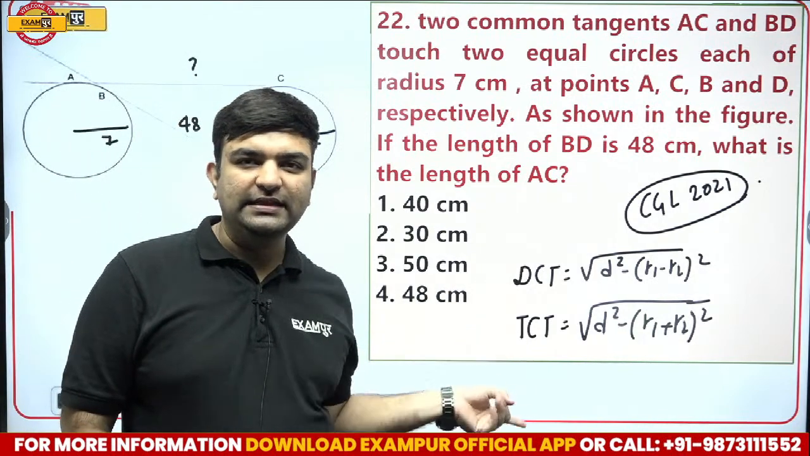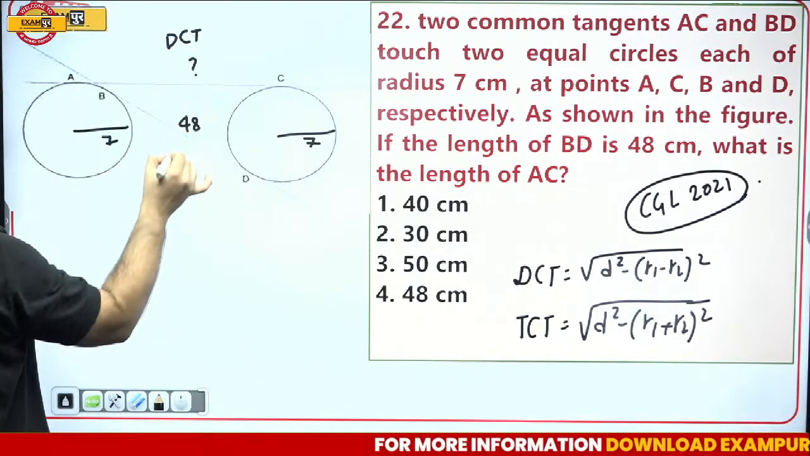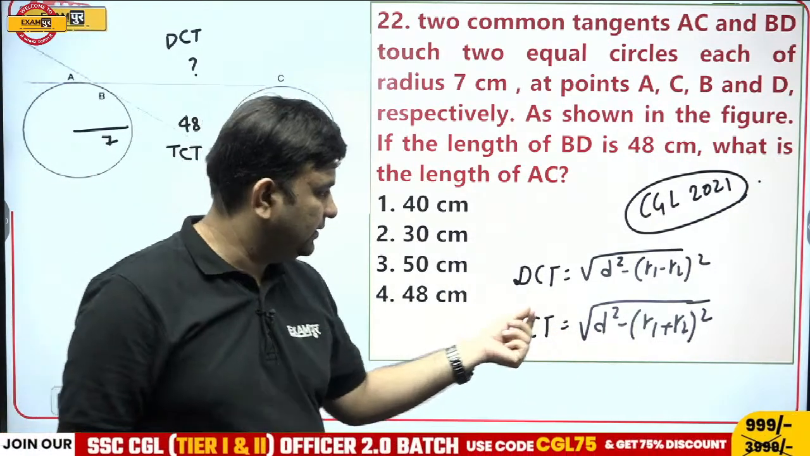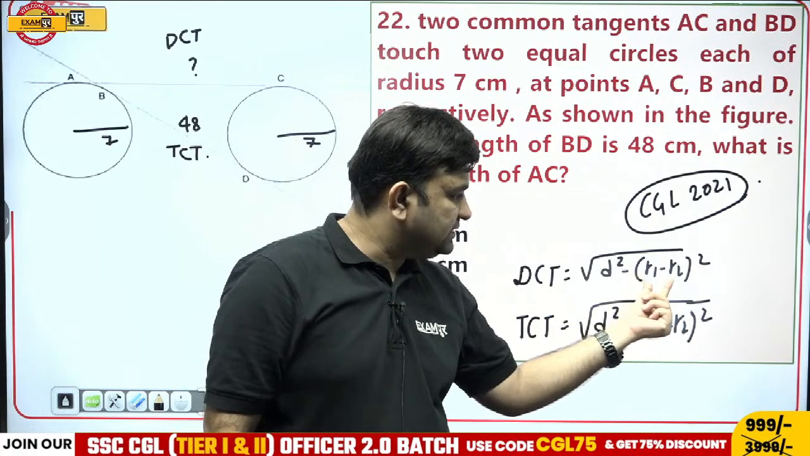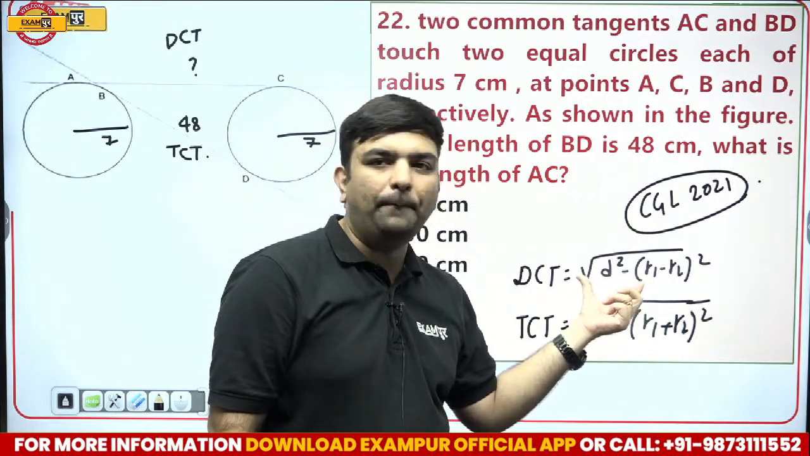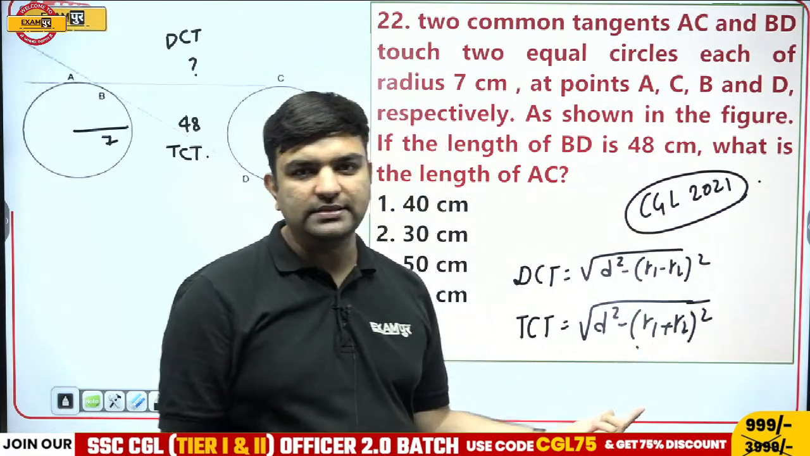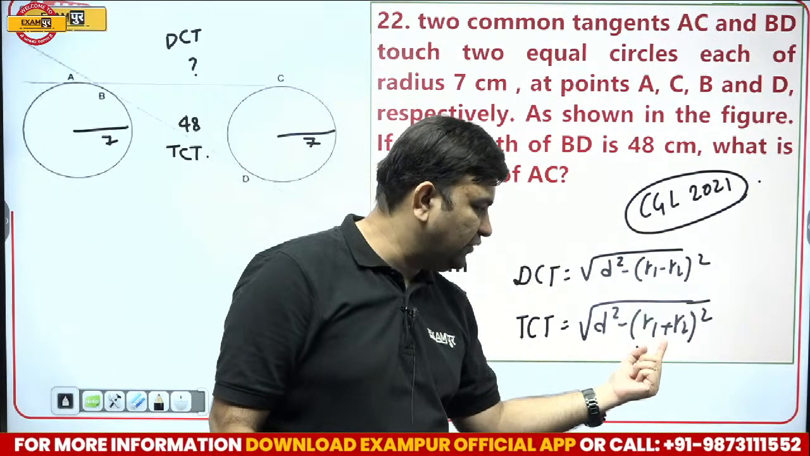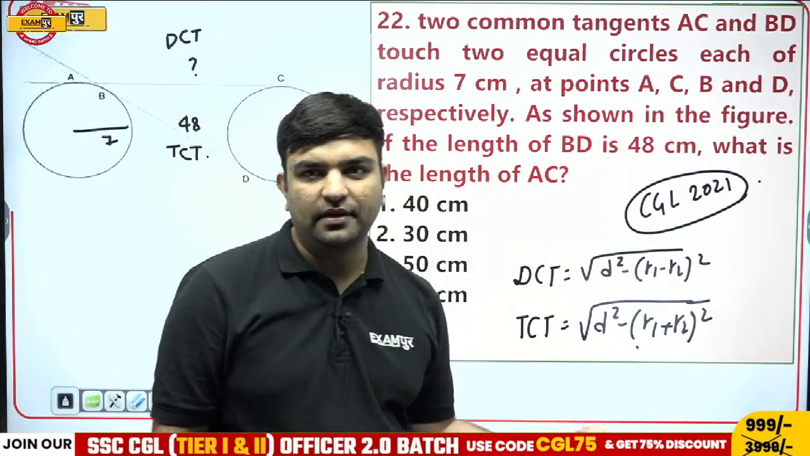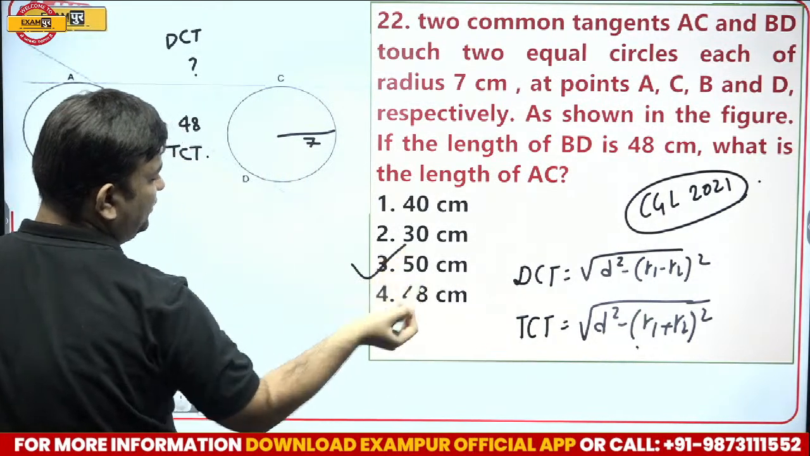Which is longer, DCT or TCT? From the formula, subtracting a smaller value will give you a bigger answer, and subtracting a larger value will give you a smaller answer. So the direct common tangent is greater than the transverse common tangent. Transverse is given as 48, so direct would be only 50.